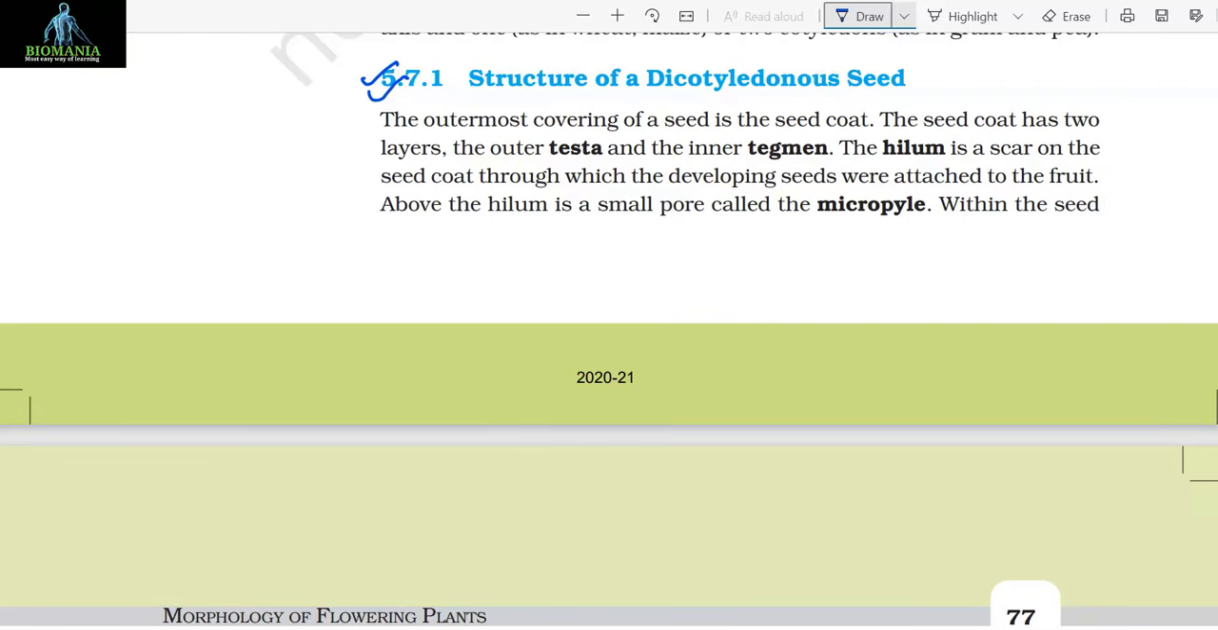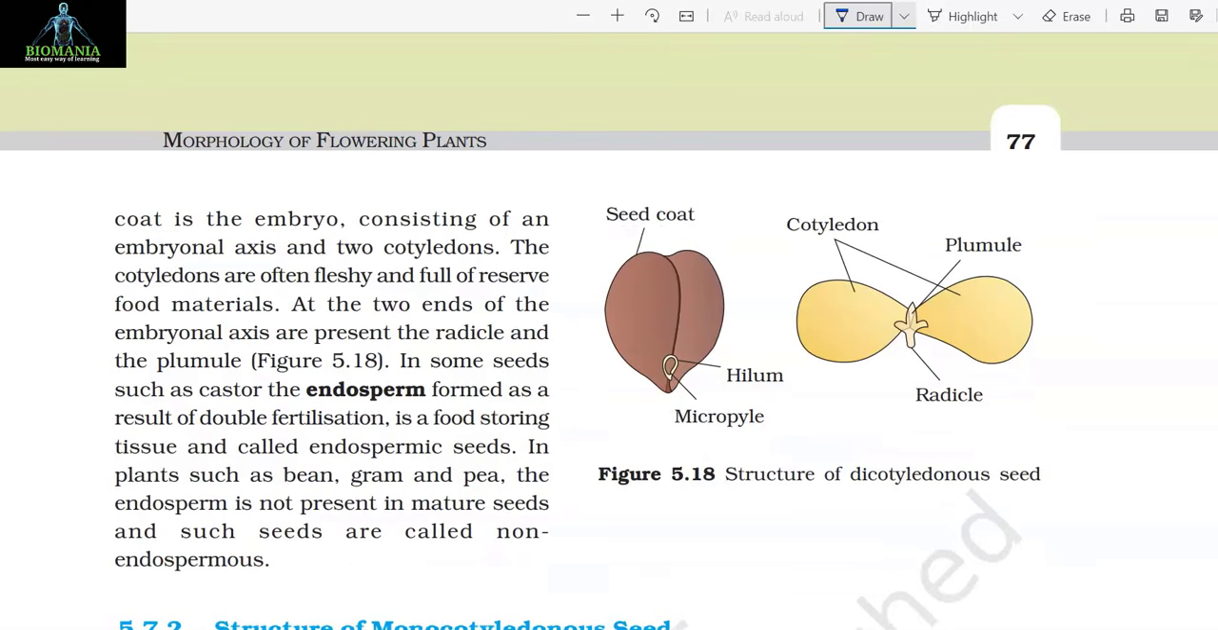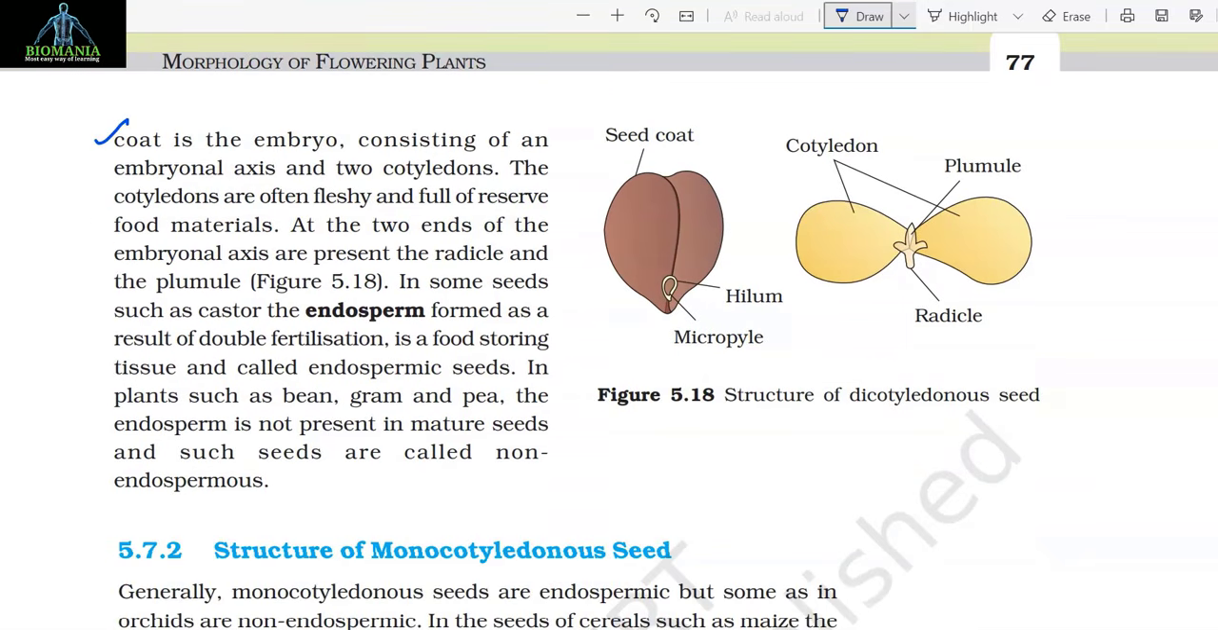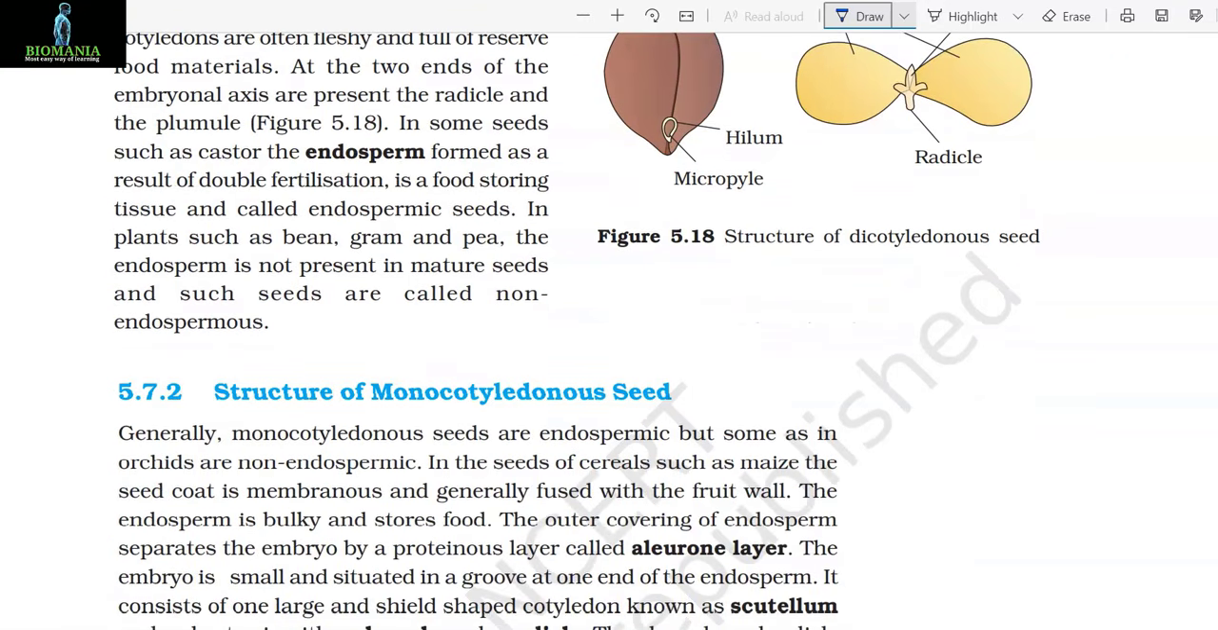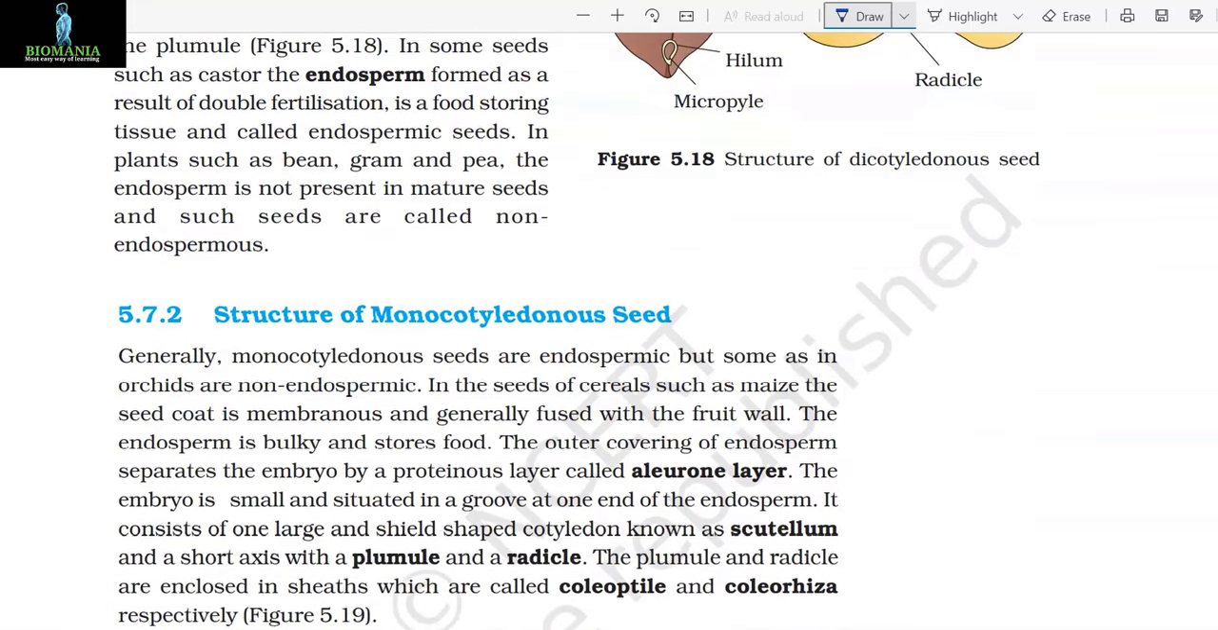The hilum is a scar on the seed coat through which the developing seeds were attached to the fruit. Above the hilum is a small pore called the micropyle. Within the seed coat is the embryo, consisting of an embryonal axis and two cotyledons. The cotyledons are often fleshy and full of reserve food materials. At the two ends of the embryonal axis are present the radicle and plumule. In some seeds such as castor, the endosperm formed as a result of double fertilization is a food storing tissue and called endospermic seeds. In plants such as bean, gram and pea, the endosperm is not present in mature seeds and such seeds are called non-endospermous.